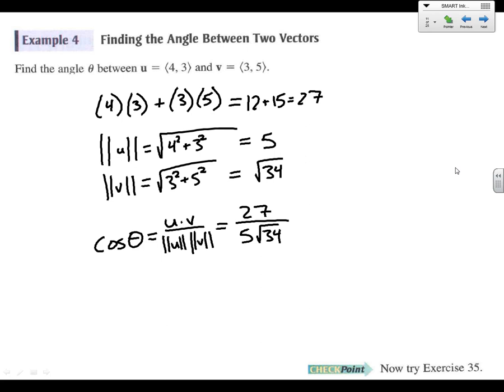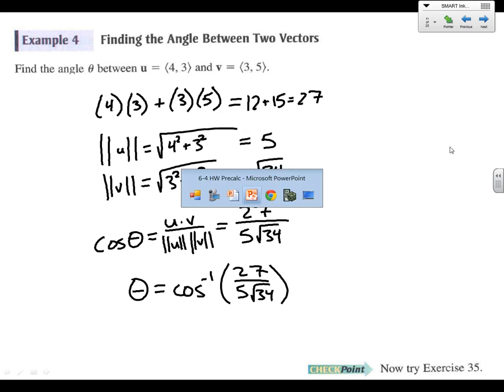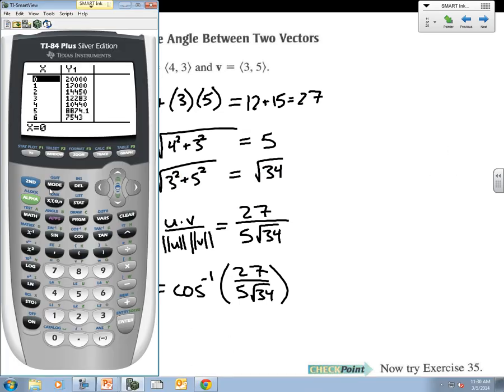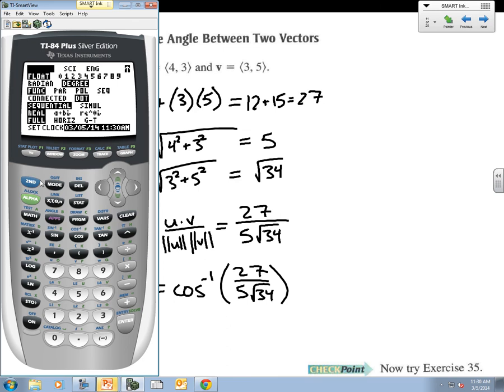All right? So if we were trying to simplify this, we would rationalize the denominator, but we're just trying to figure out theta here, so we can just do our arc cos of 27 over 5 root 34 in our calculator and let it spit out an angle for us. So I'll go ahead and do that. Grab the calculator and make sure I'm in degrees, which I am.